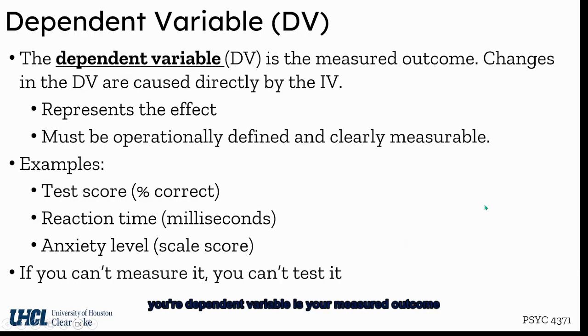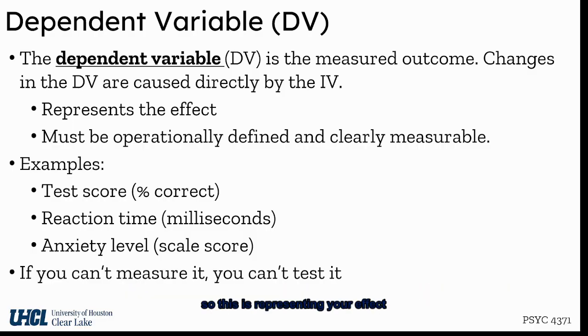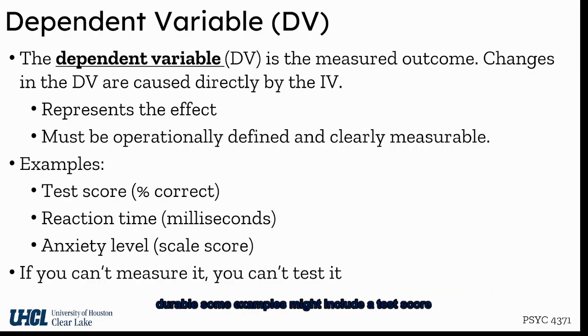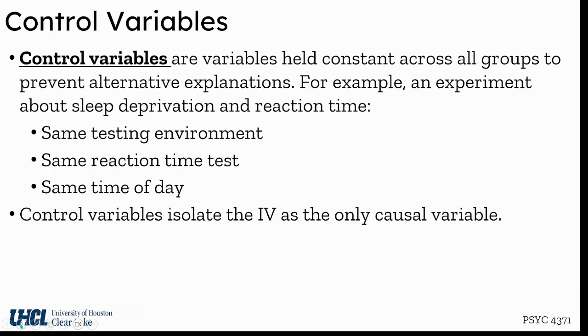Your dependent variable is your measured outcome. And we're looking for changes in that DV that are going to be specifically caused by your independent variable. So this is representing your effect. And just as any other variable in your study, it has to be operationally defined and very clearly measurable. So examples might include a test score, percent correct, reaction time in milliseconds, or your anxiety level, which might be a scaled score. So if you can't measure it, you can't test it. And we're going to spend time talking about measures in another video.